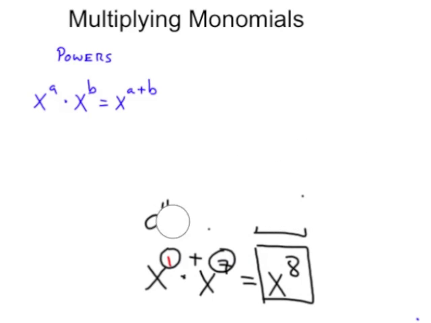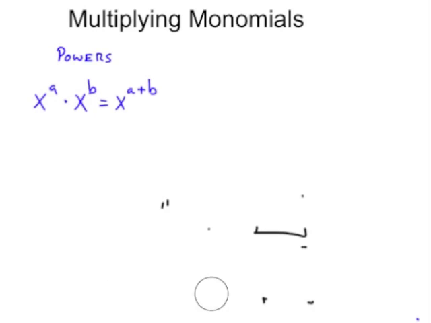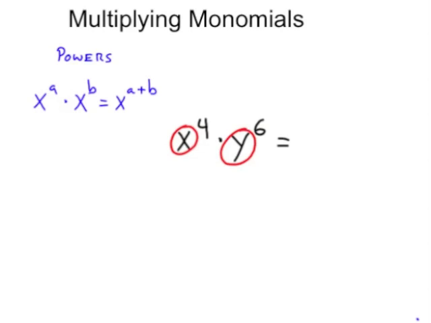Now what happens when we multiply two powers that have a different base? Well, in those cases we have to keep something in mind. For example, if I have x to the power of 4 times y to the power of 6, I can't do anything about this, so my result would actually be x to the power of 4 times y to the power of 6, because these two powers do not have the same base.